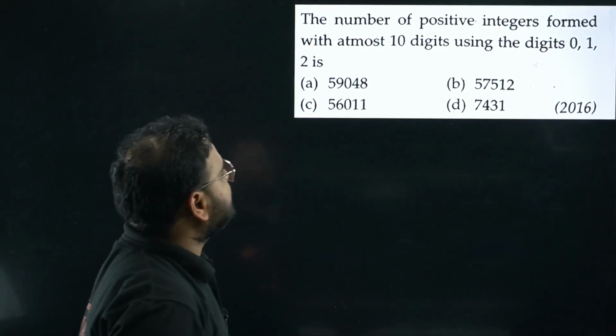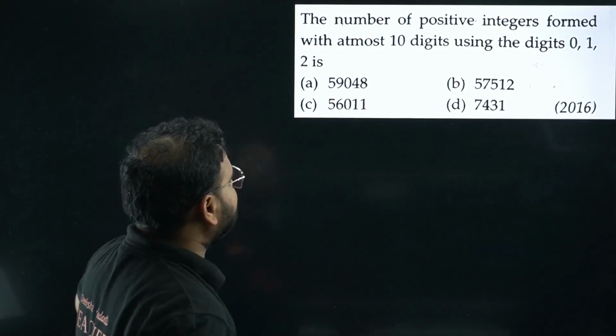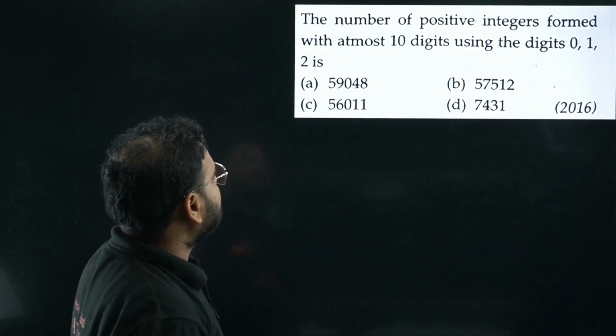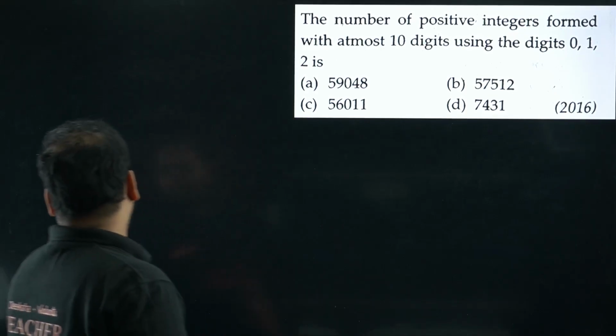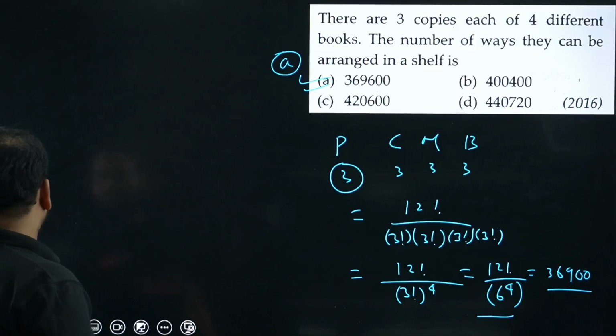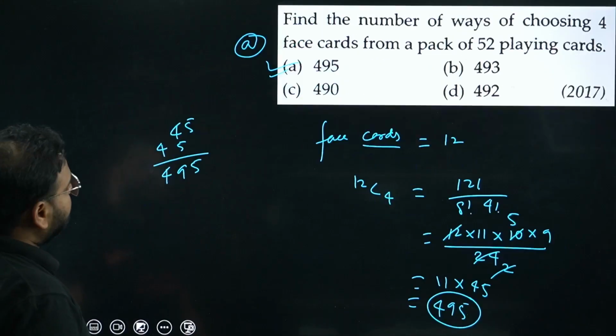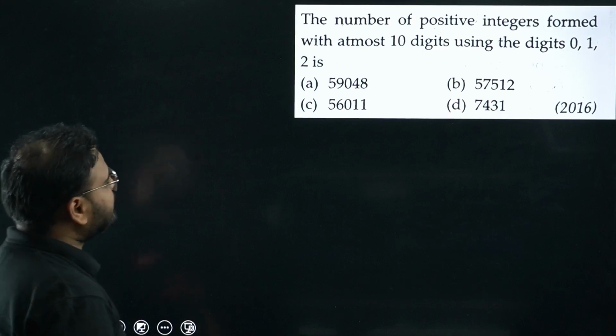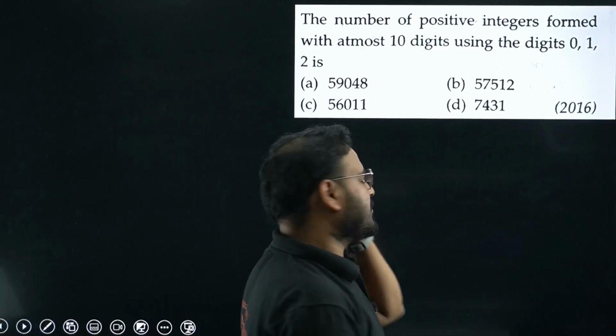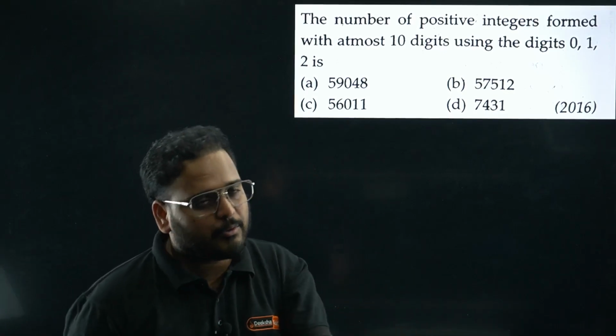Number of positive integers formed with at most 10 digits using the digits 0, 1, 2. One second, did I write the previous one? Yes, A is there. I've given all the options, right? Cross check. I might have got one answer wrong or something like that. If I have got any answer wrong, let me know in the comment section, okay?